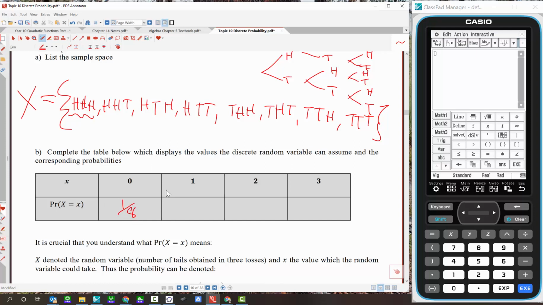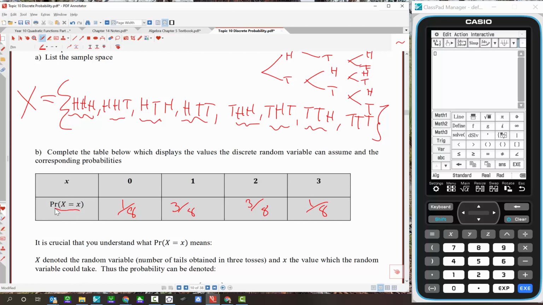Now, what is the chance that the random variable will be 1 tail? So let's have a look at that. There's 1 tail, and 1 tail, and 1 tail: 3 out of 8. 2 tails: that, and that, and that: 3 out of 8. 3 tails, or all tails: 1 out of 8.